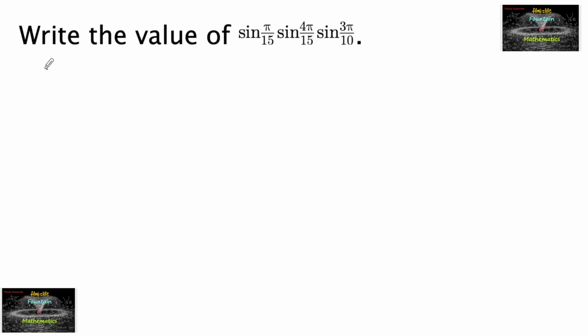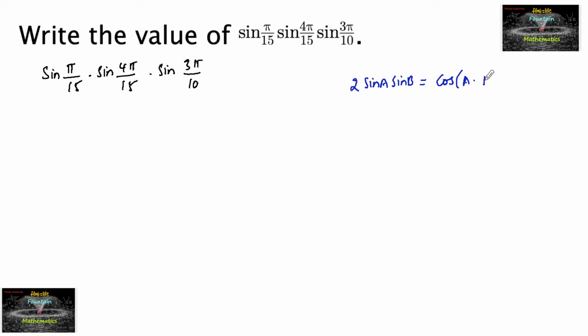Write the value of sine pi by 15 into sine 4 pi by 15 into sine 3 pi by 10. And since we know that 2 sine A sine B is equal to cos A minus B minus cos A plus B, let us multiply and divide with 2.